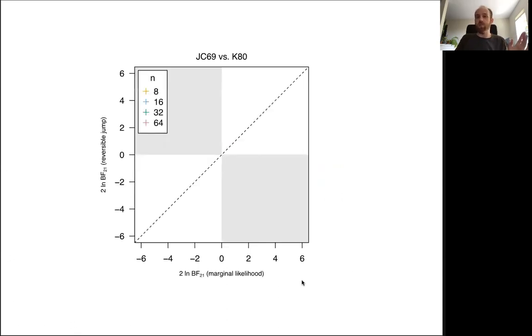So I simulated a bunch of molecular sequence data sets with this many species. I computed Bayes factors using marginal likelihoods on the X and reversible jump on the Y. And indeed, there's one-to-one agreement, because these are just two ways of computing the same number. If I do the same thing with the same sequence data set, but compare a Yule model to a birth-death model, things go wrong, which is quite disturbing.